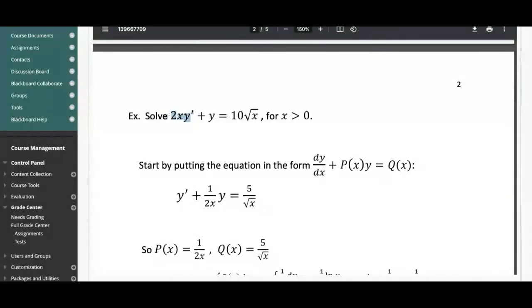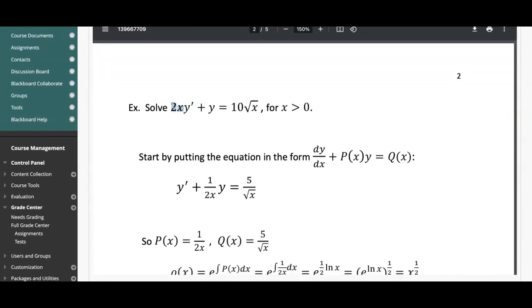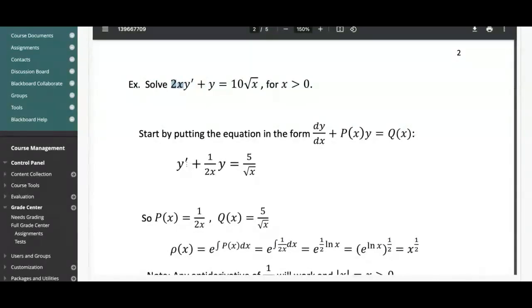We have 2x y prime plus y equals 10 square root of x. What do we want to do? We want to single out y prime, so we divide all three terms by 2x. Now we have y prime plus 1 over 2x times y, so 1 over 2x will be our p of x. So we have dy/dx plus p of x times y on the left-hand side, and q of x on the right-hand side. Now the equation is in the right form.